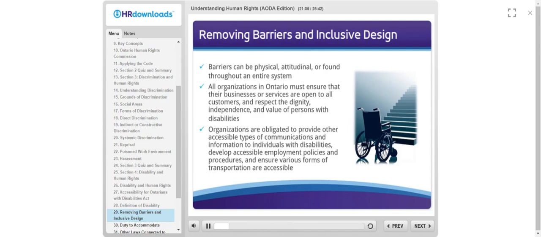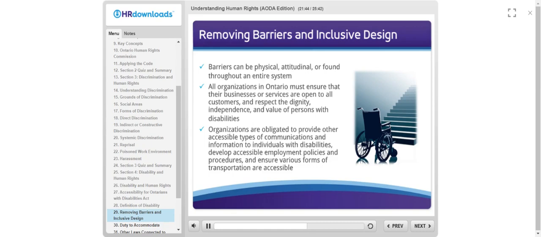Barriers can be physical, attitudinal, or found throughout an entire system. Employers, landlords, union representatives, and service providers must ensure that these barriers are reviewed and addressed within their facilities, services, and procedures. Under the IASR, the customer service standards require that all organizations operating in Ontario work to ensure that their businesses or services are open to all customers and respect the dignity, independence, and value of persons with disabilities. Making places barrier-free for individuals with disabilities benefits both businesses and their customers.